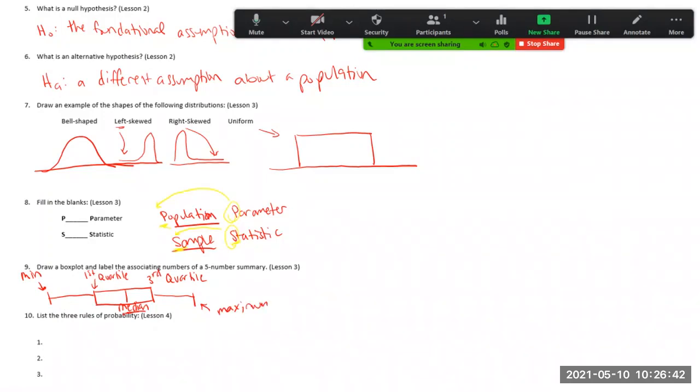All right, if you don't remember what a first quartile or a third quartile is, the first quartile is the 25th percentile.